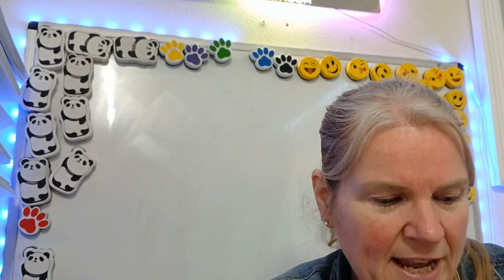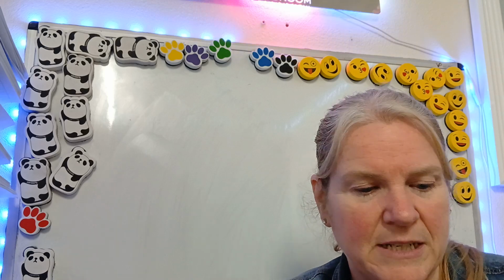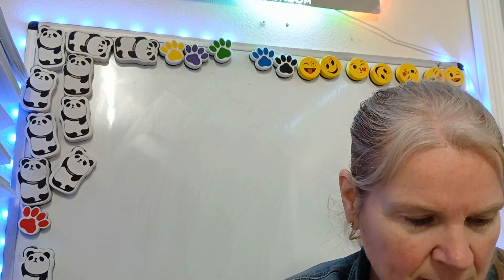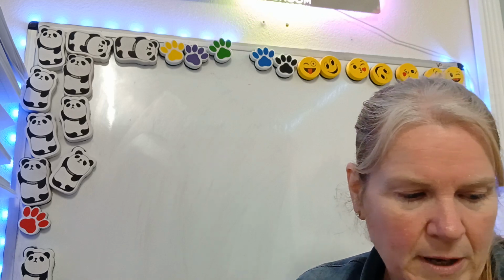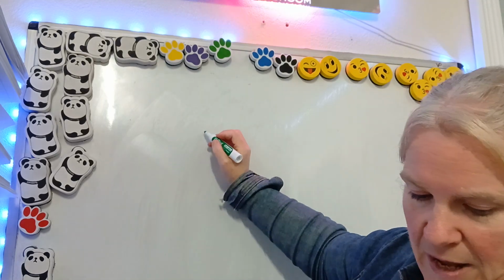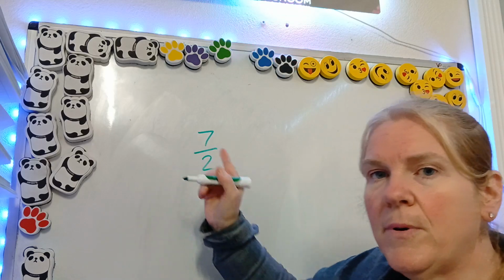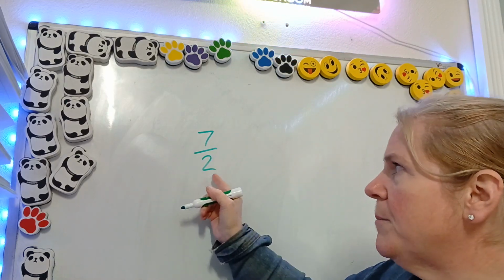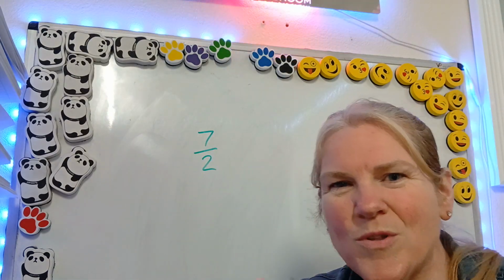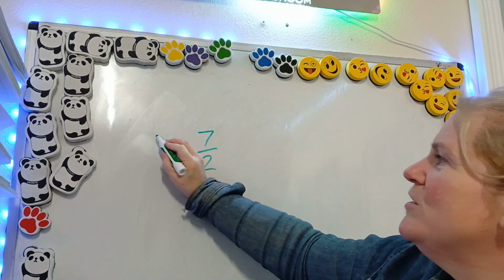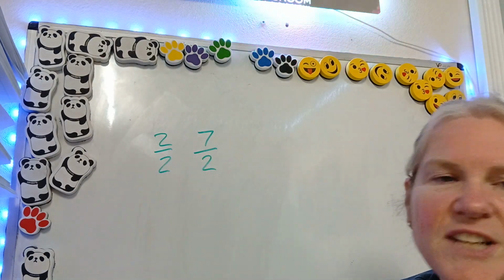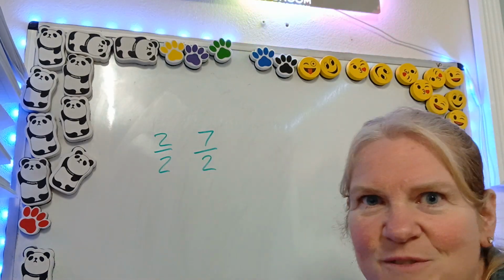Then last one, it's changing improper fractions into mixed numbers and vice versa. This is the last one. Okay, so I have 7/2. Now, if the number at the top is bigger than the number at the bottom, then you've got more than one whole thing. So if you think 2/2, that just stands for the whole pizza. You've got the whole pizza.